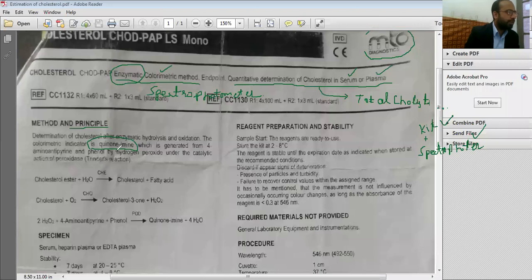So the colored product formed after all these biochemical actions will be quinone amine. This is the final product which will be formed after all biochemical actions in our blood serum, and then we will estimate this quinone amine. On the basis of the quantity of quinone amine, we can estimate the concentration of cholesterol in the blood plasma. It is generated from 4 amino antipyrine and phenol by hydrogen peroxide under the catalytic action of peroxidase enzyme. This is the enzyme which we need for this experiment.